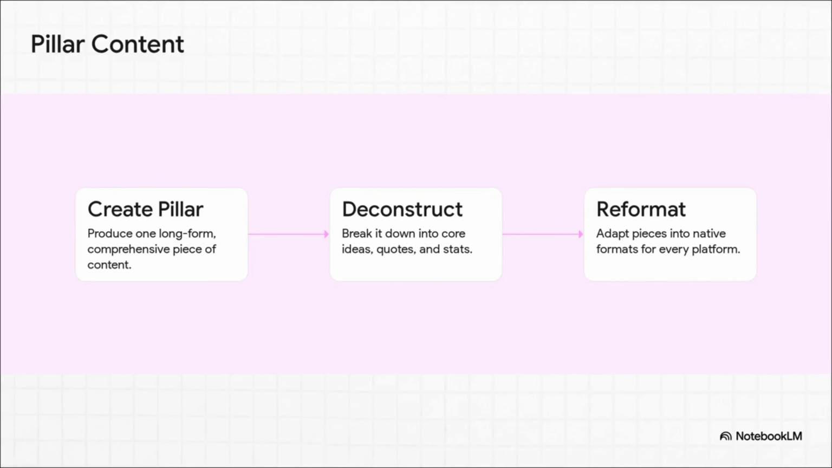This workflow is called the pillar content method, and it's a game changer. You start with one big substantial piece of content, like a deep dive video or a podcast episode. Then you atomize it. You break it down into dozens of smaller micro content pieces that are perfectly tailored for every other platform. Seriously, one 15-minute video can fuel your entire content calendar for a whole week.